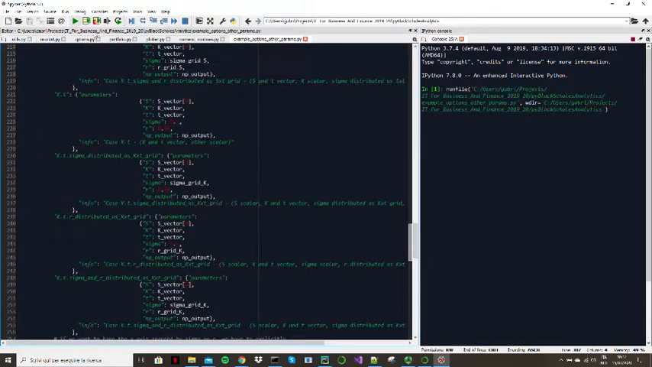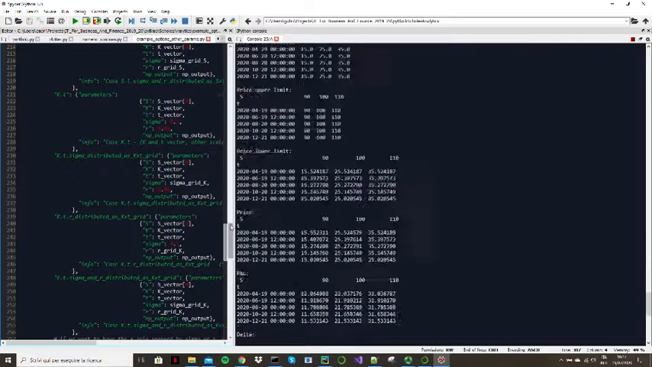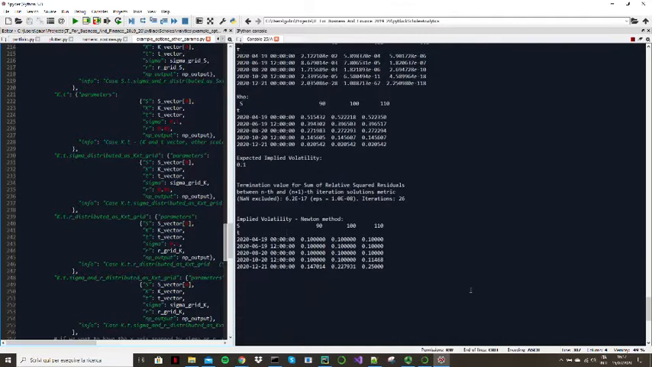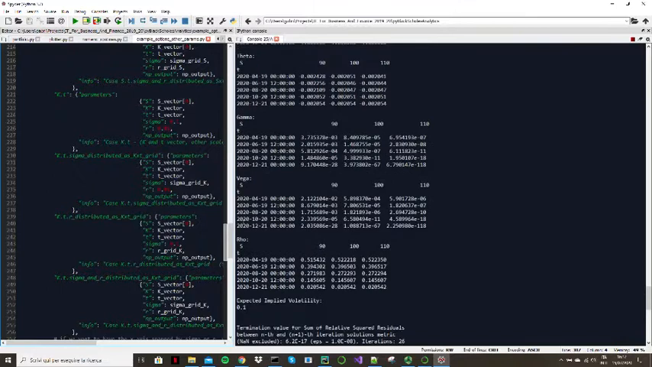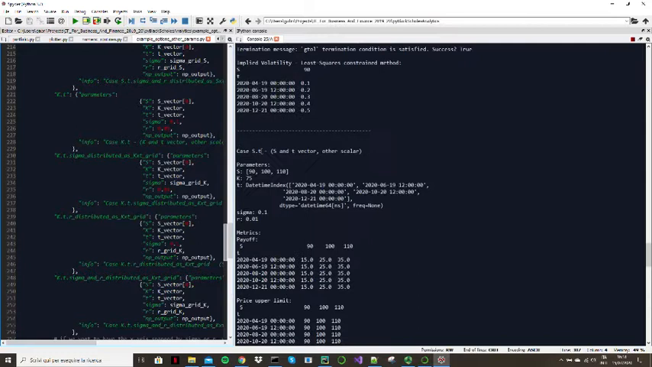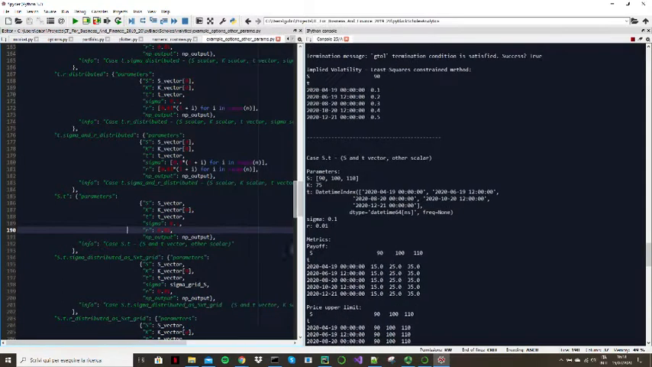For example, let's run this. It is taking some time because it's computing implied volatility, but you see the idea. Let's consider this case, SNT vector, others scalar. So it's this one. We are considering an underlying which is a vector parameter, a time which is a vector parameter, a strike which is a scalar, sigma scalar, and short rate scalar.